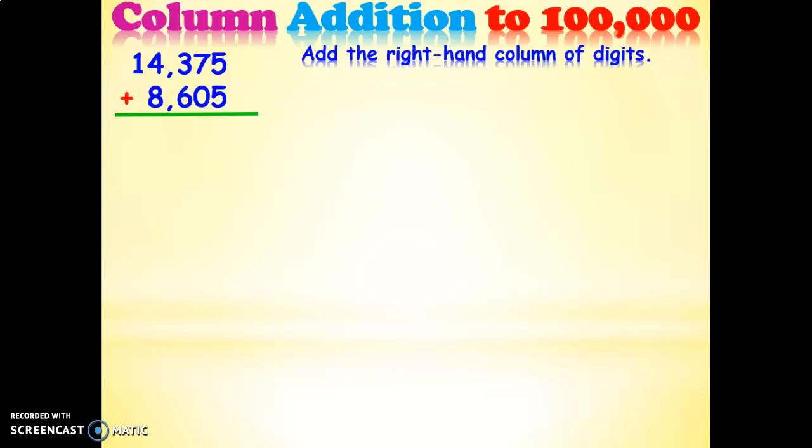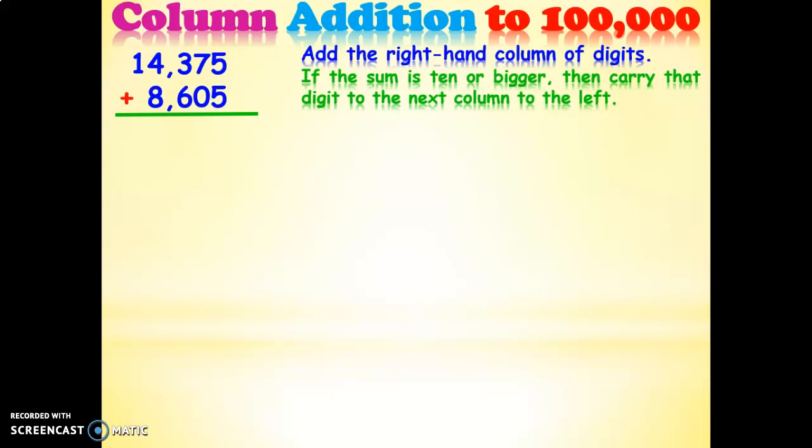Remember, starting from the right-hand column, we have 5 plus 5 and they both belong to the place value of ones. So whenever we have to do addition, we always start from the place value of ones. 5 plus 5 equals, and then after getting the answer, if the sum is 10 or bigger, you have to carry that digit to the next column to the left.